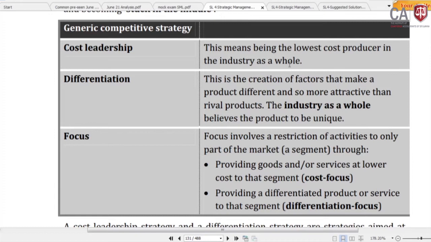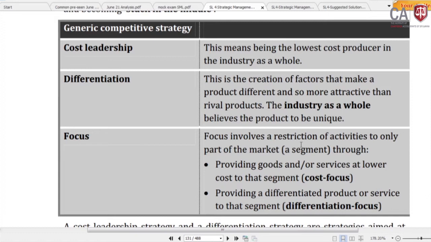Then focus. Focus involves restriction of activities to only part of the market. So under the focus strategy, we are not going to operate in the whole country, right. Instead, what we are going to do is identify a selected segment. We are not going to cater to the whole industry. We are going to identify a selected segment from the market. Within a selected segment, you can use two strategies: either cost leadership or differentiation can be used in the selected segment, right.